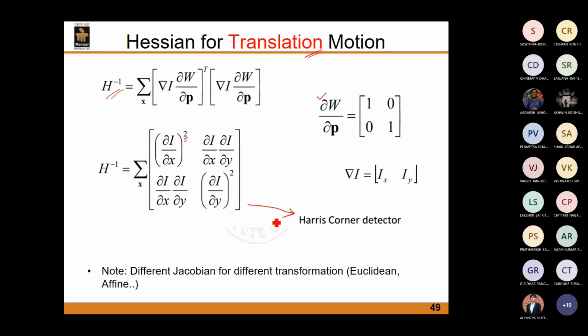So if we are assuming that the transformation that has occurred for a patch between two consecutive frames is a translation operation, then the inverse Hessian matrix is nothing but a Harris corner detector. It's as good as just using a Harris corner detector. Now that is the case of a translation transformation, but when you are using other transformations, the Jacobian matrix would change, and you'll get different values. But if it is a simple translation operation, the H inverse matrix that you get is nothing but a Harris corner detector.